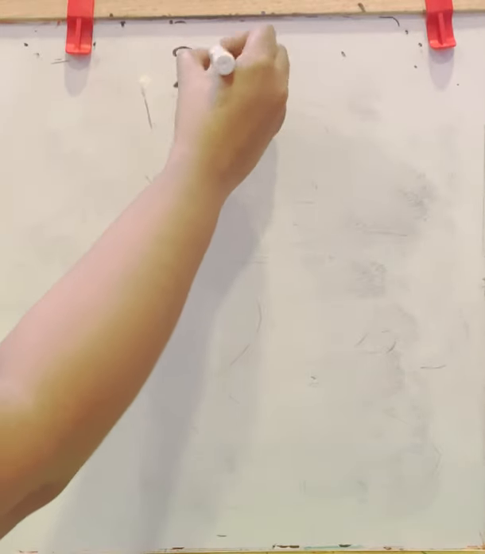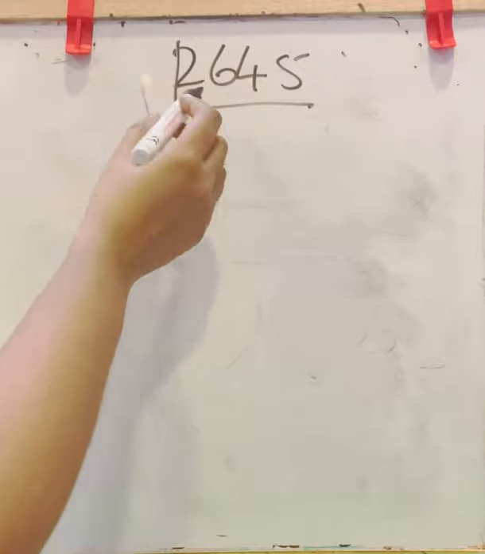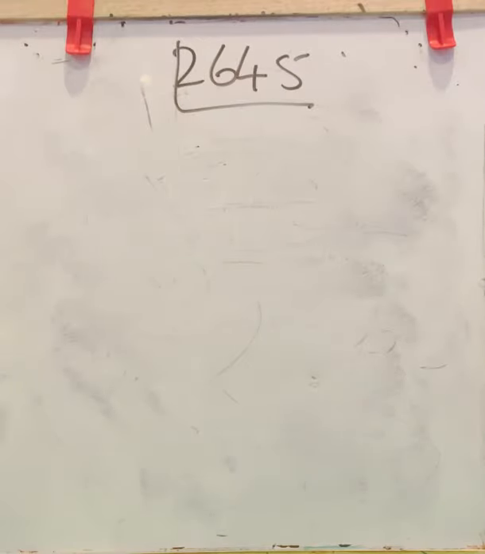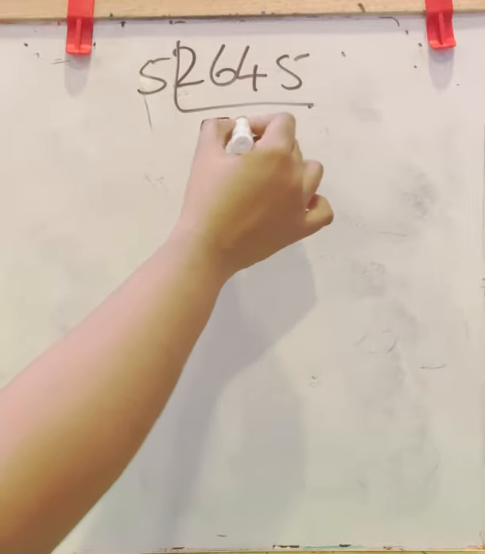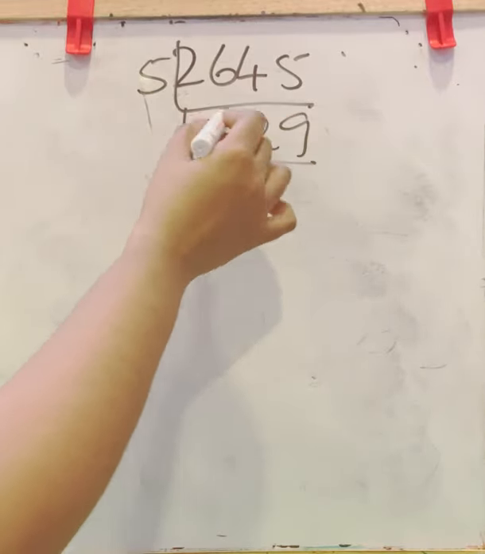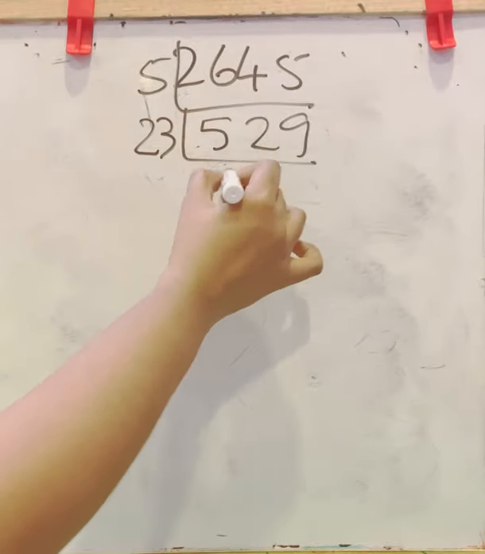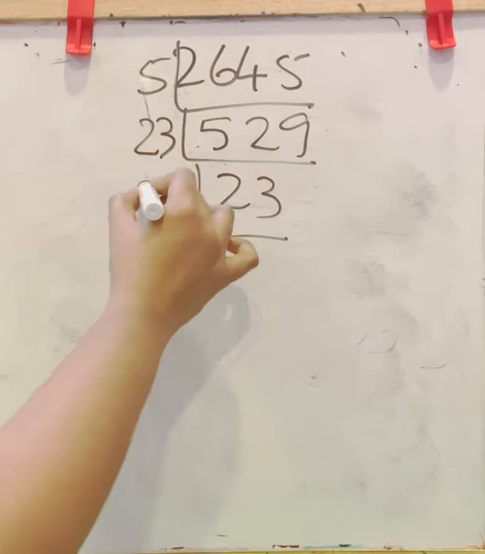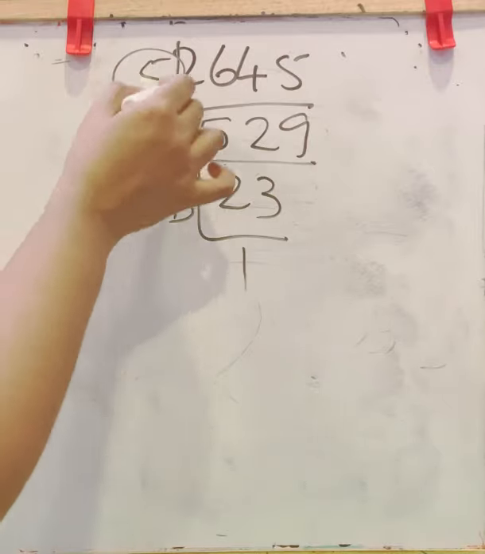Next number 2645. Here you can't divide it with 2 or 3. 5 you can divide it. So 529. Remember, 529 is 23 into 23. And this is 23 ones are 23. No other numbers can divide 529. Here we have a pair for 23, but 5 has no pair.